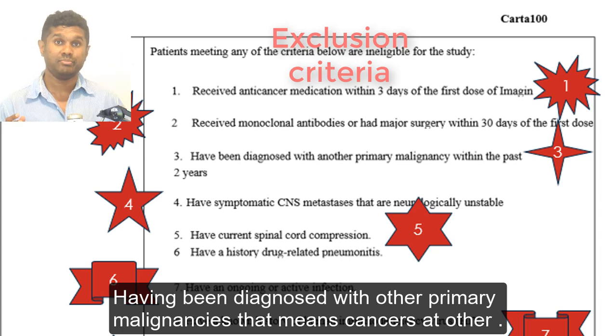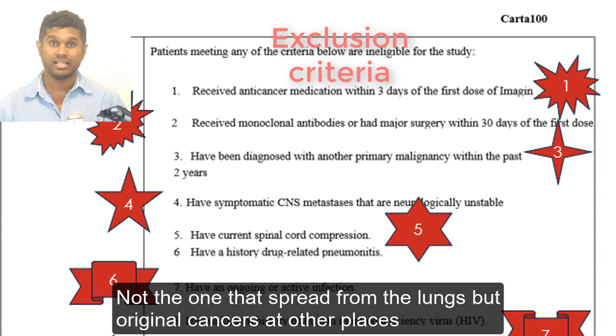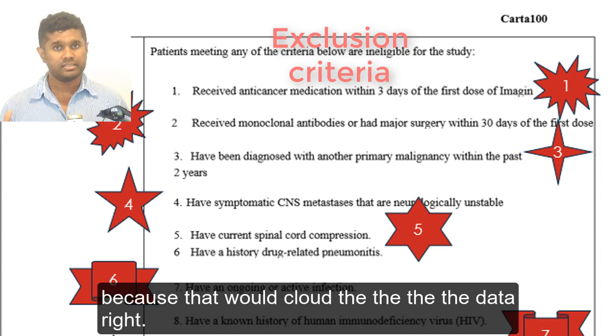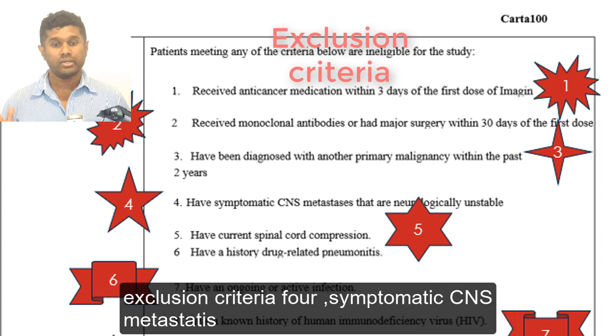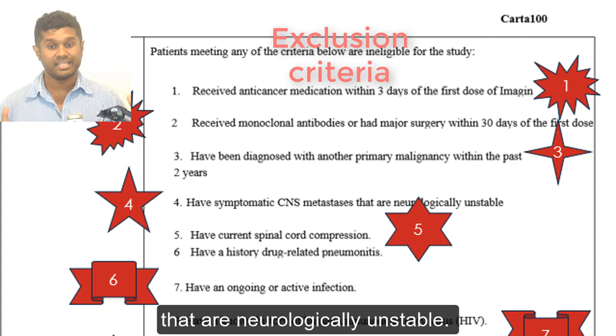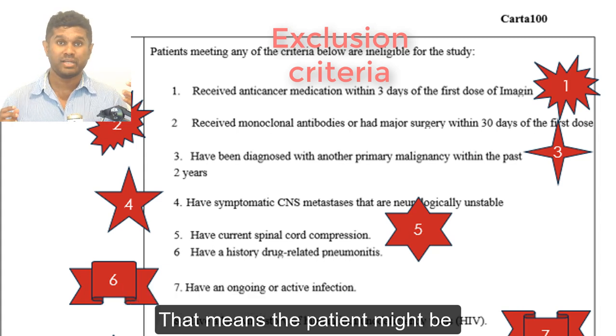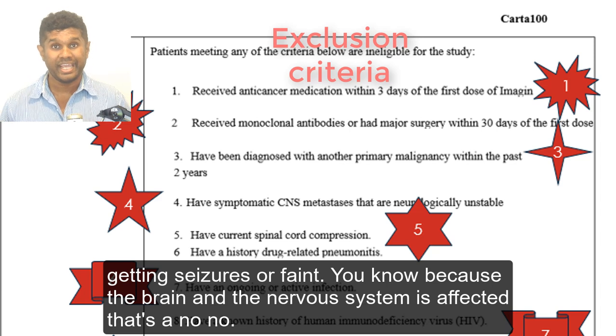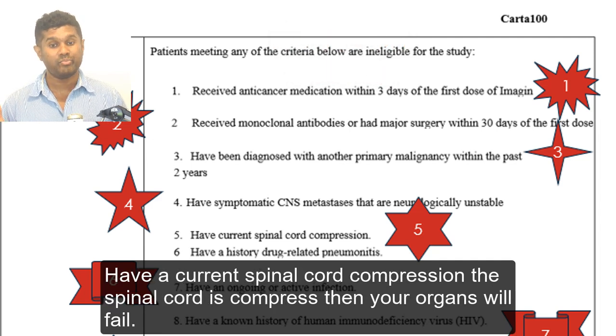That means cancers at other places, right? Not the one that spread from the lung, but original cancers at other places, because that will cloud the data, right? Then exclusion criteria 4: symptomatic CNS metastasis, that means central nervous system metastasis that are neurologically unstable. That means the patient might be getting seizures or faint, because the brain and the nervous system is affected. That's a no-no. Have a current spinal cord compression. If the spinal cord is compressed, then your organs will fail, right?